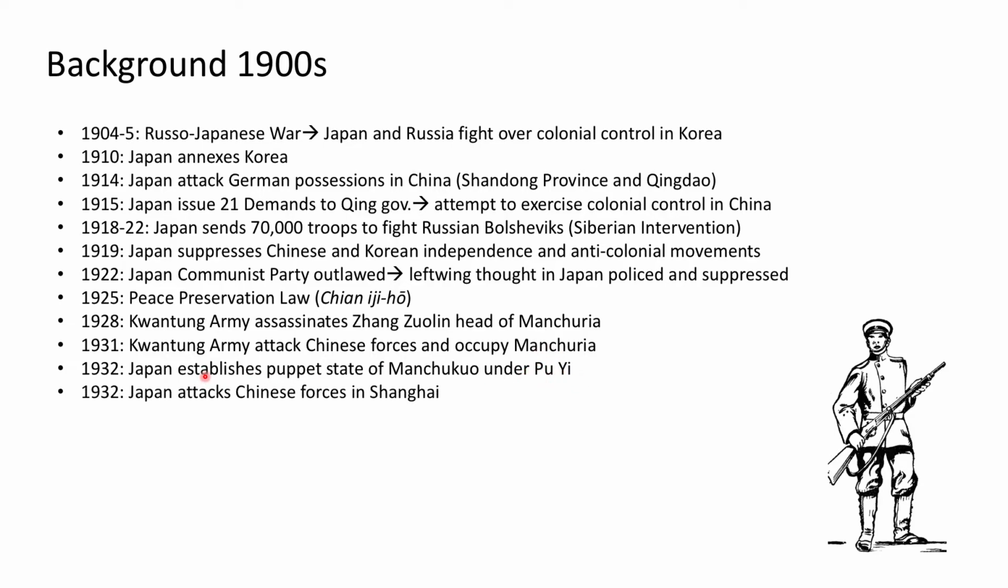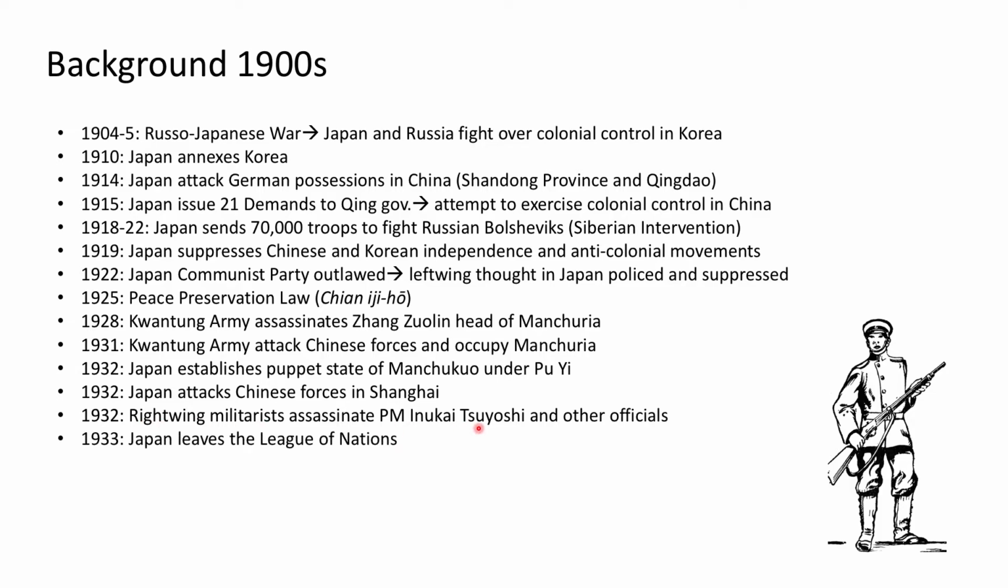In 1932. That same year, Japan also attacked Chinese forces in Shanghai as well. And right-wing militarists in Japan assassinated the prime minister, Inukai Tsuyoshi, and other officials. So the military is really gaining a lot of influence at this time, expanding abroad and attacking politicians, elected officials, business leaders who it feels are antagonistic to its goals and to what it sees as the goals of the Japanese state at this time.